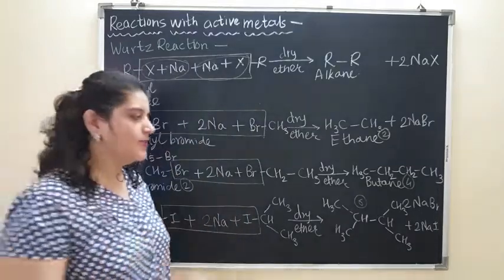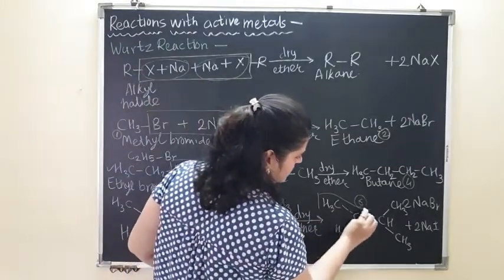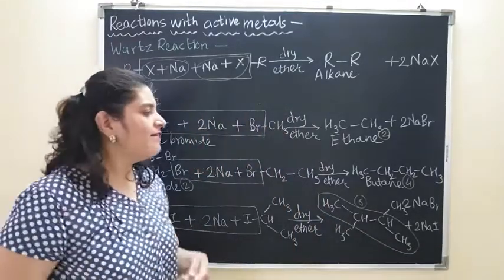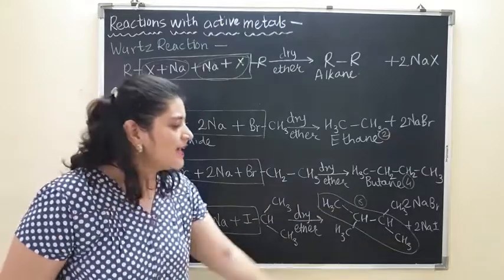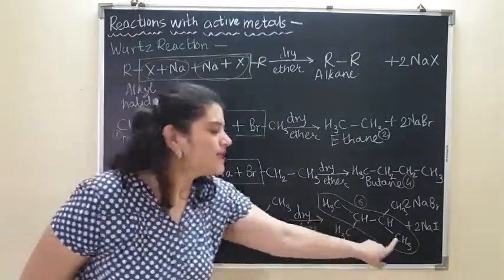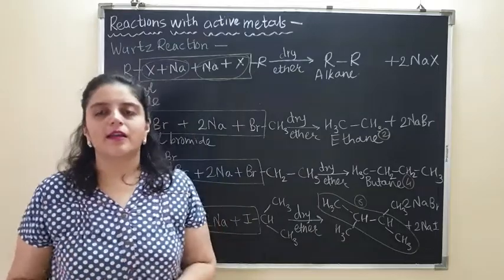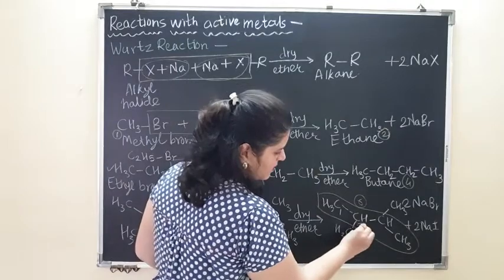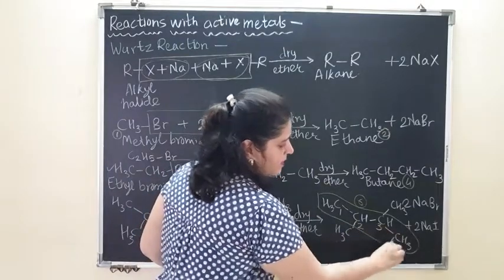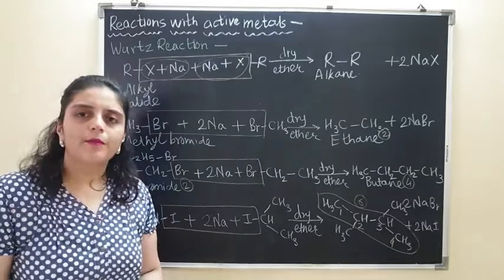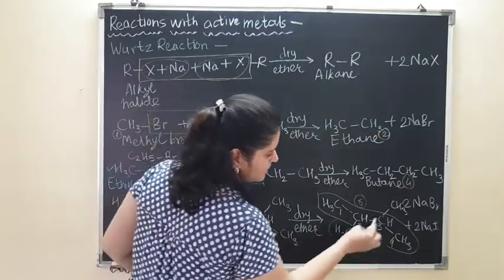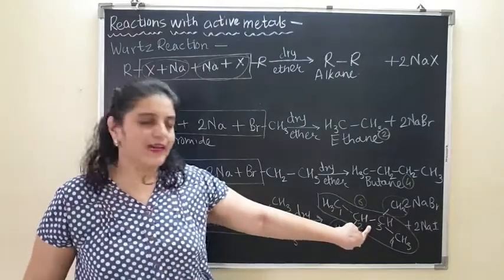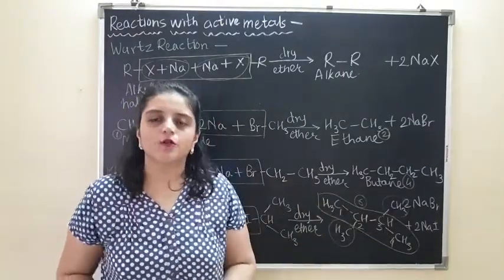let us look at the longest chain first. This is the longest chain. Then we will start numbering. Now you can start numbering from either side because if we start from either side, the numbering is going to be the same. So let us begin with this side. 1, 2, 3 and 4. And 2 methyl groups are attached. One is attached to the second carbon, then the second methyl group is attached to the third carbon.